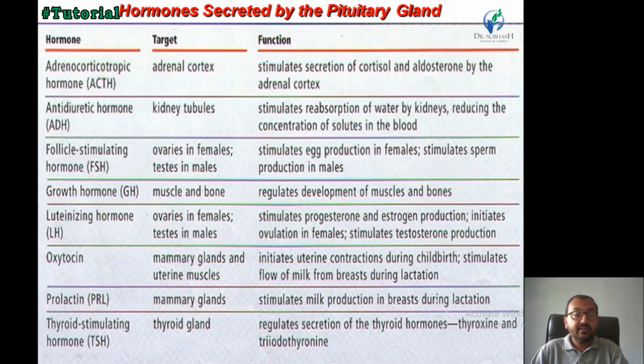Next is prolactin, that is mammary glands. It stimulates milk production in the breast during lactation. Last, that is thyroid stimulating hormone, that is thyroid gland. It has a major role in regulation of secretion of thyroid hormones, that is thyroxine and triiodothyronine.